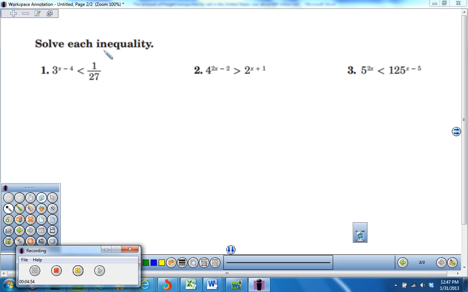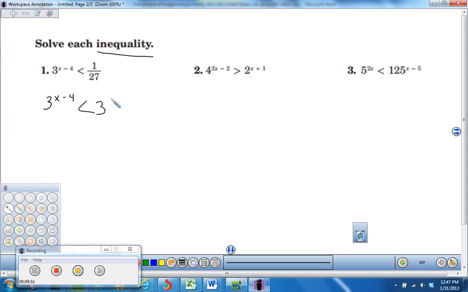Alright, here we have inequalities now. So we still have to get the same base. So I'm going to rewrite 27 in terms of 3, so I can write 3 to the negative third power. Now they have the same base, so I can write x minus 4 is less than negative 3. And then we'll just add 4 to both sides, so we get x is less than 1. Okay, and so that's our answer for this one.